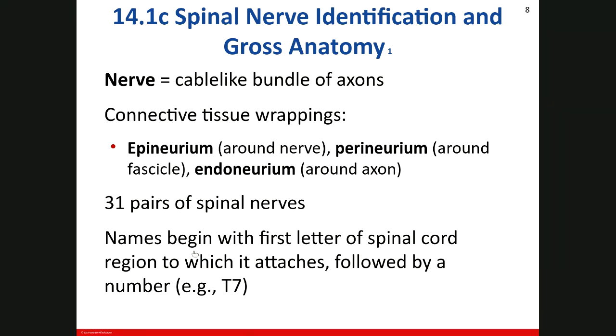The names of the nerves start with the first letter of our spinal cord region. I told you that in the cervical part, we call the nerves C1 to C8. In the thoracic part, we call them T1 to T12. In the lumbar part, we call them L1 to L5, and in the coccygeal part, we call it C1.